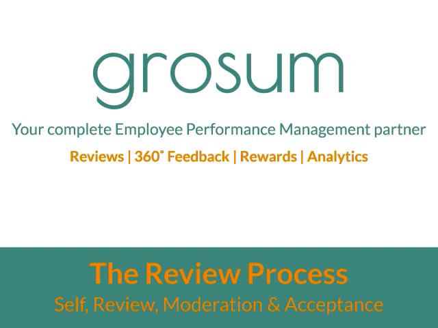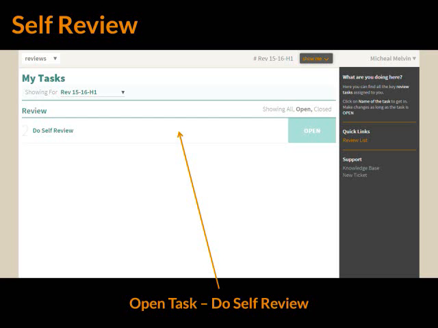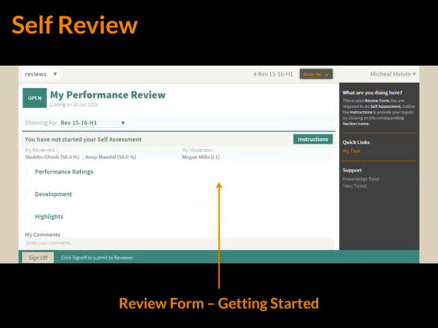Let's say in your company, employees can do self-evaluation. So, when the review starts, first up, employees are notified. They log on to GroSum and see that one of their open tasks is do self-review. Here, an employee can see the different review form sections they have to complete as well as who the reviewers are and their relative weightage.